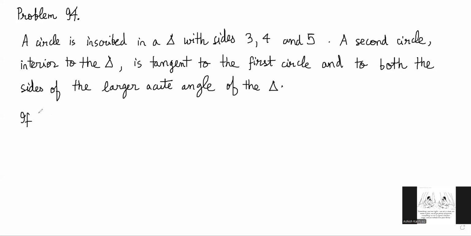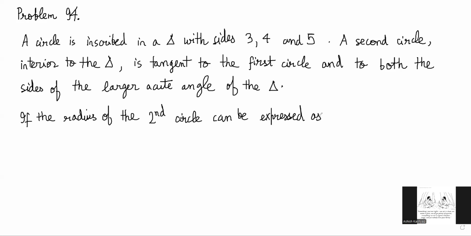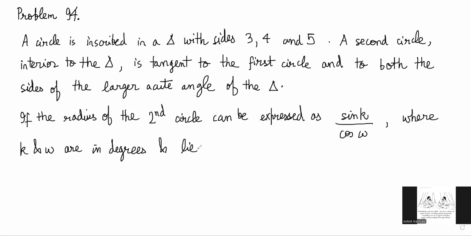Now the question is, if the radius of the second circle can be expressed as sine k by cos w, where k and w are in degrees and lie between 0 degree and 90 degree, you have to find the value of k plus w. So basically you have to find the radius of the second circle.